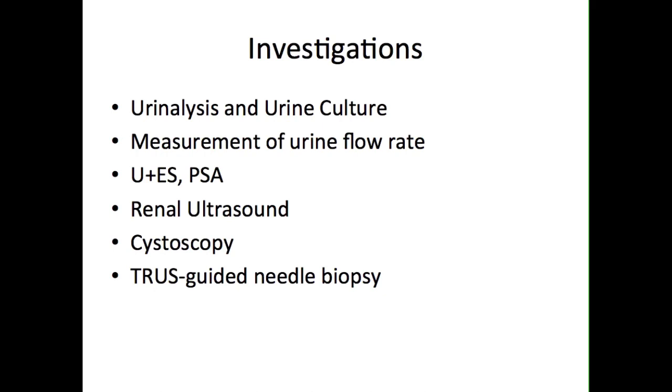Investigations for suspected BPH should include a midstream sample of urine for microscopy and culture, since a UTI may be a differential diagnosis, as well as a potential complication of the urinary retention resulting from BPH. The rate of urine flow should also be quantitatively measured. Blood tests to be carried out include U&Es to assess renal function and serum PSA if prostate cancer is suspected.